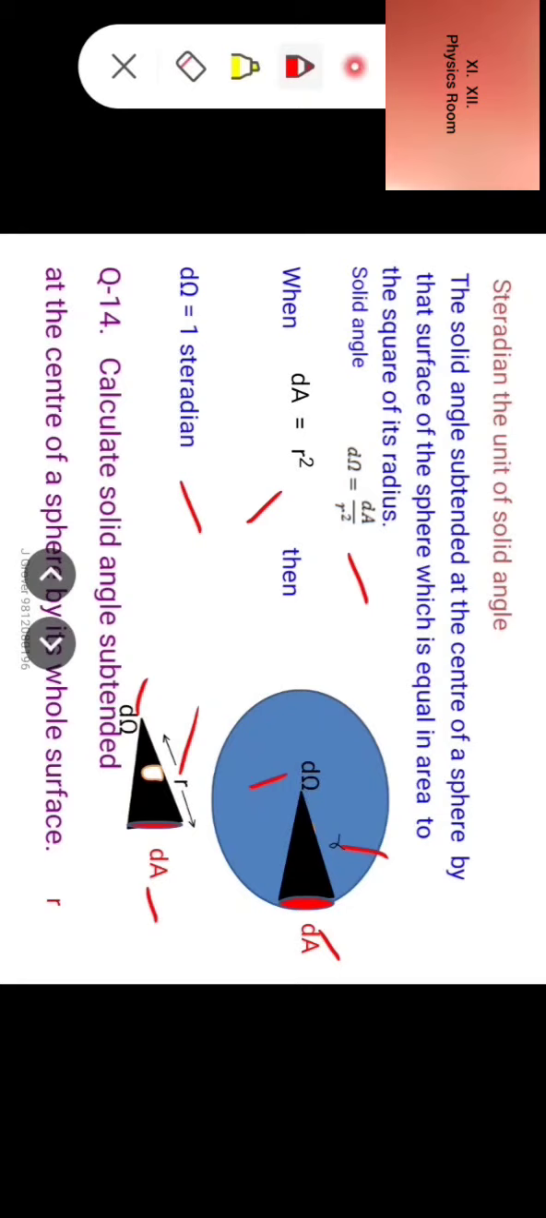Now for practice, an exercise, question number 14. Calculate solid angle subtended at the center of a sphere by its whole surface. So here you solve this problem, you will get the answer as 4 pi steradian.